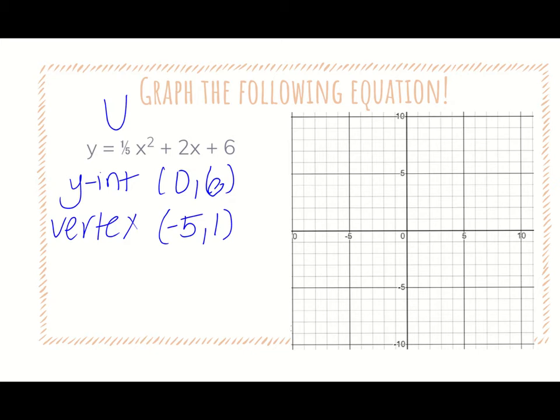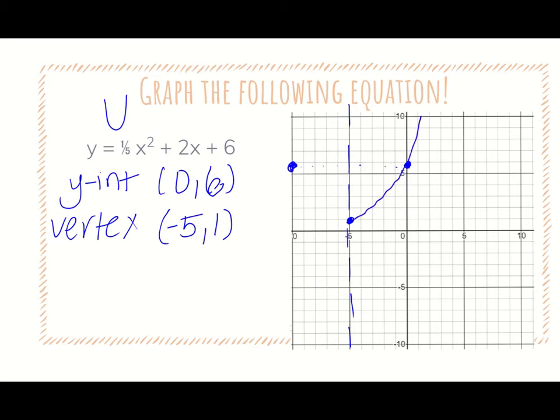So we know that the y-intercept is at (0, 6). And we know the vertex is at (-5, 1). Well, think about what else we know. We also know that the axis of symmetry goes through our vertex, and points on the right are the same as on the left, and vice versa. So this point here is 1, 2, 3, 4, 5 to the right. So 1, 2, 3, 4, 5 to the left is the same point.